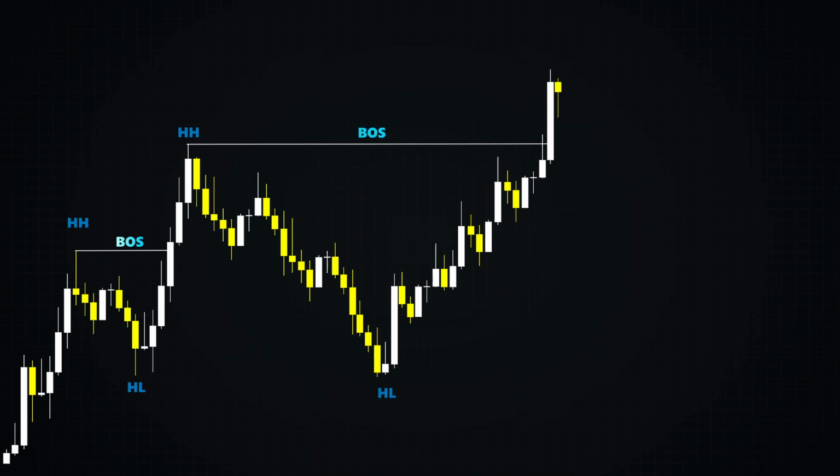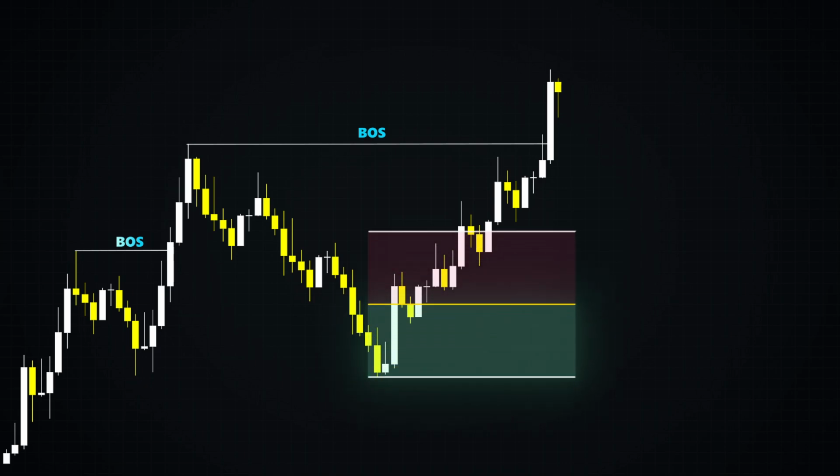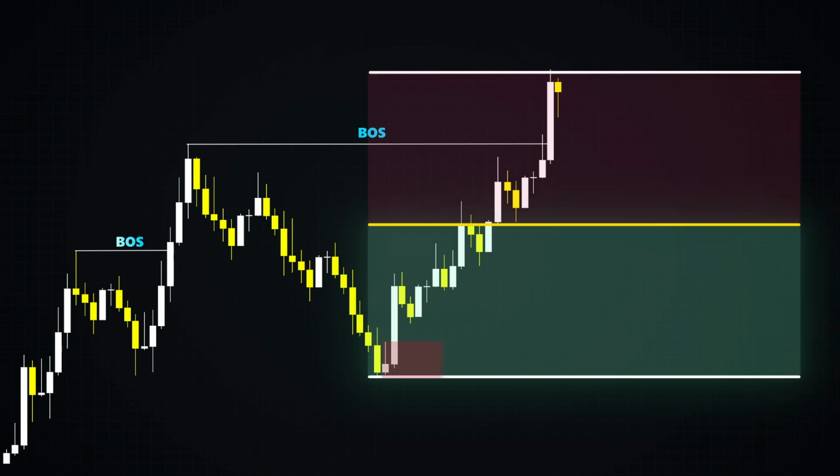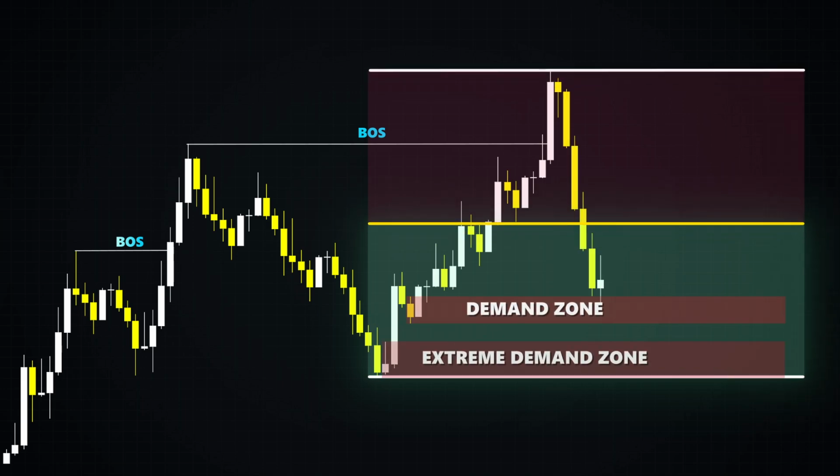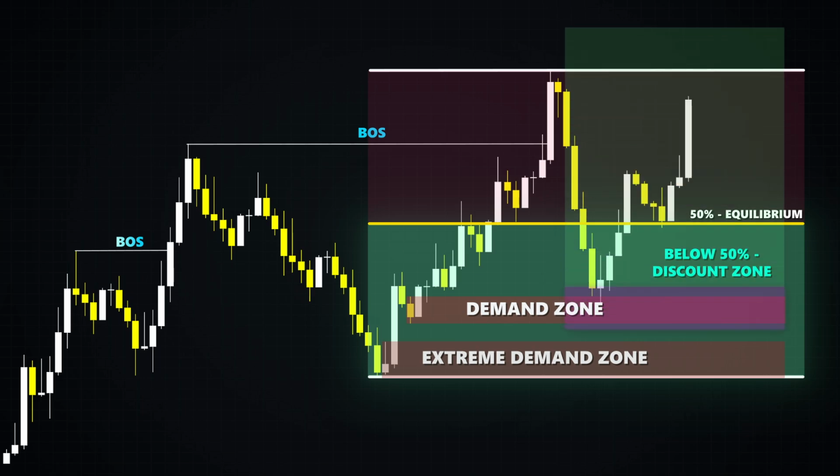We want to buy when price is cheaper, when it's giving us a discount. Here's how we find it. Grab your Fibonacci tool. Measure from the lowest point to the highest point of the move. Now watch where price pulls back. If it pulls back to around 50% or deeper, that's what we call the discount zone. This is where you're getting a better deal and giving yourself a much better risk to reward on the trade.